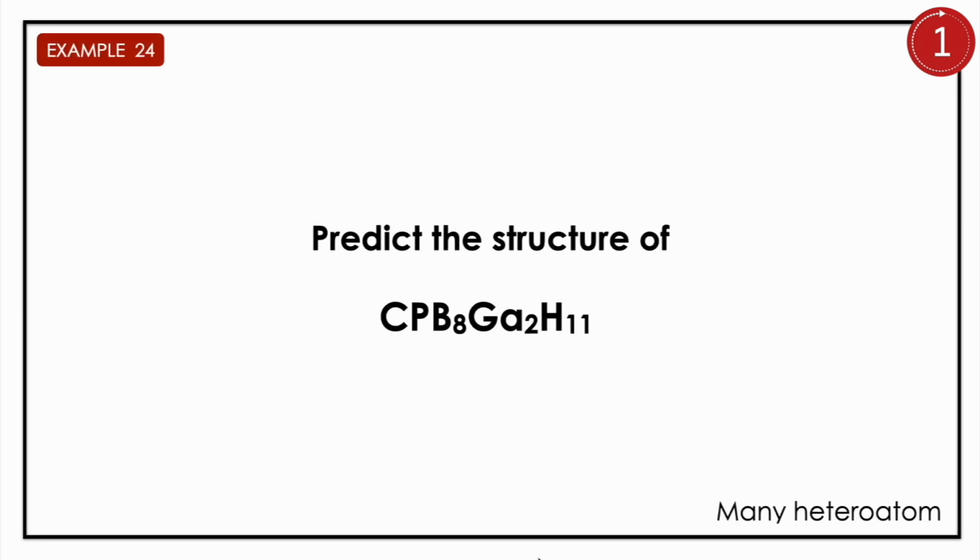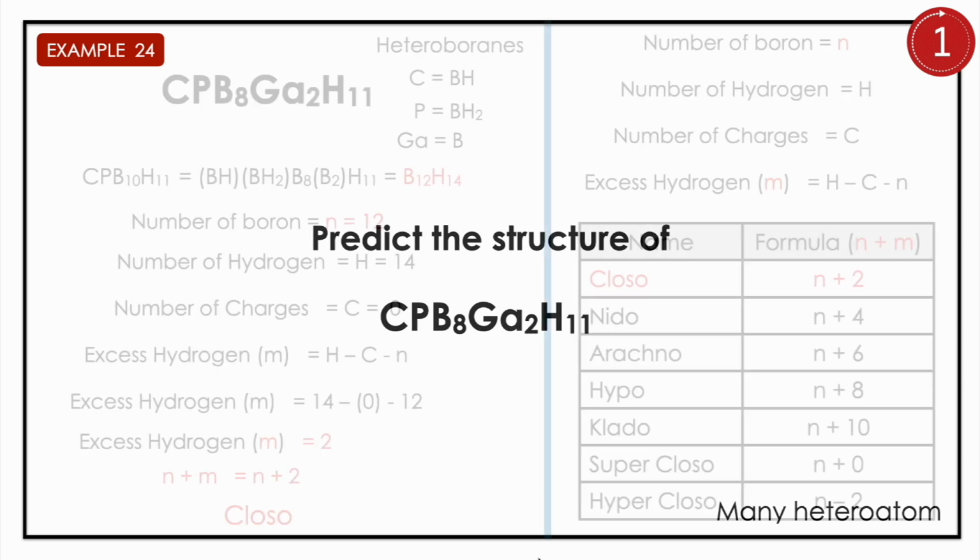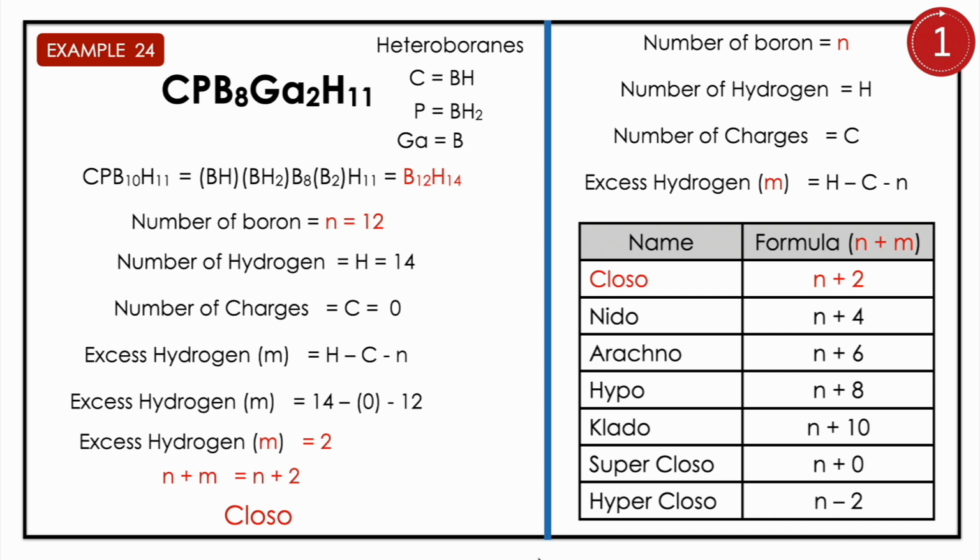Then the next example. Here CpB8Ga2H11, there are many heteroatoms. You should find the structure using Wade's rule. Here CpB8Ga2H11 is given. Many heteroatoms: carbon, phosphorus, gallium. You should write the boron equivalent: for carbon BH, for phosphorus BH2, for gallium, boron. If you substitute in the real formula, it will be BH, BH2, B8, B2, H11. If you rewrite, you have B12H14.